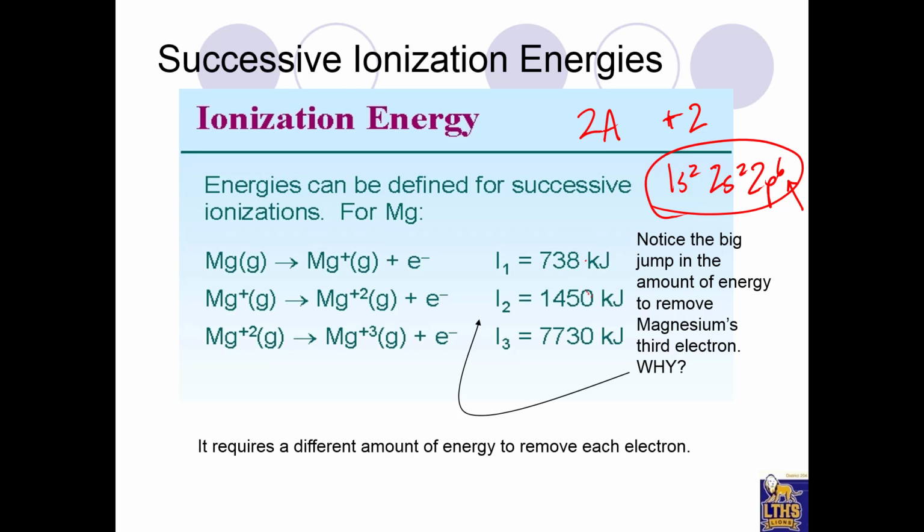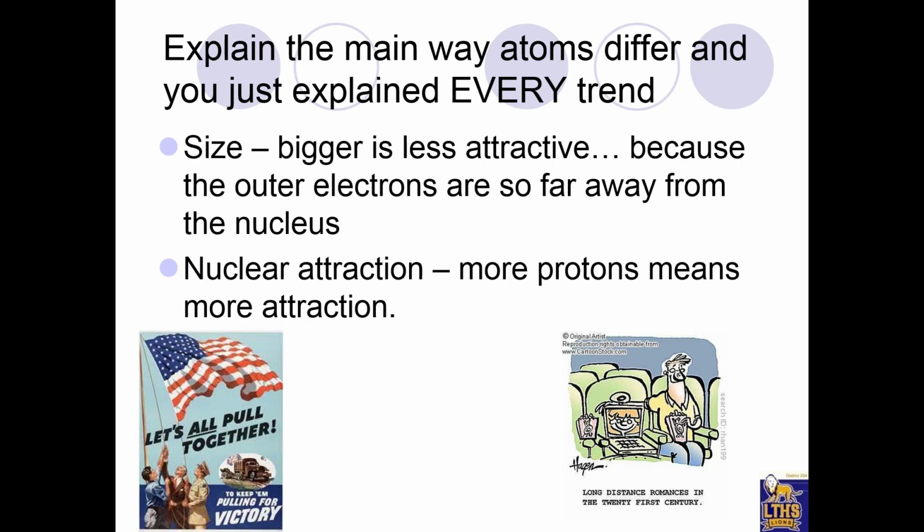Every time you try to take away an electron from an atom, it's going to cost you more energy each time. But look at this huge jump between this number and this number. So it looks like that third electron might have been a core electron. So you could explain what elements you have by looking at successive ionization energies.